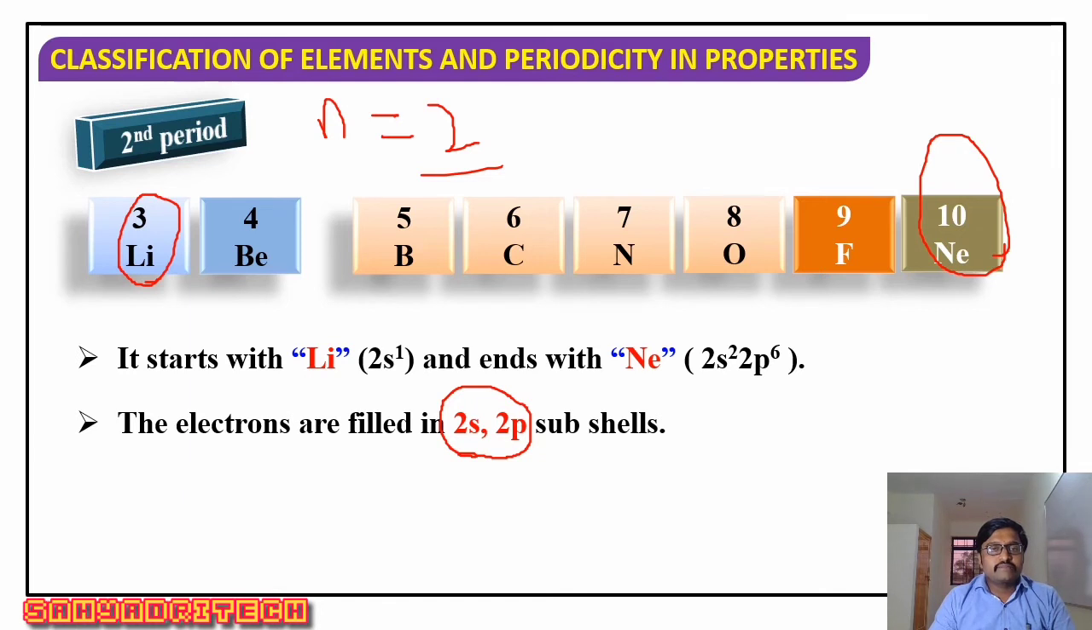Now in the second period, where do the electrons fill? That is the outermost shell, which one is it? The second shell. In the second shell what are the subshells? 2s and 2p subshells. So lithium, beryllium, boron, carbon, nitrogen, oxygen, fluorine and neon. Here in all these elements electrons are filled in 2s and 2p orbitals, or can say subshells.